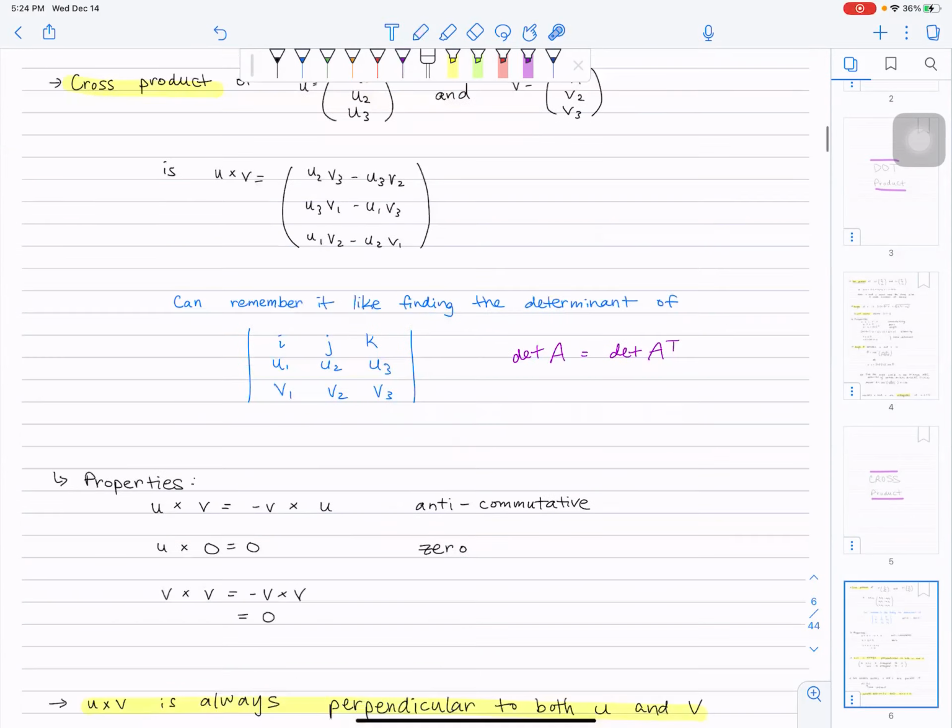And for cross product, we also have some properties here. It's different from dot product in that if you switch the order, a negative sign comes out. If you cross it with 0, you still get 0 though. And also this is a nice property of cross product, which is that if you cross product with itself, you get 0.